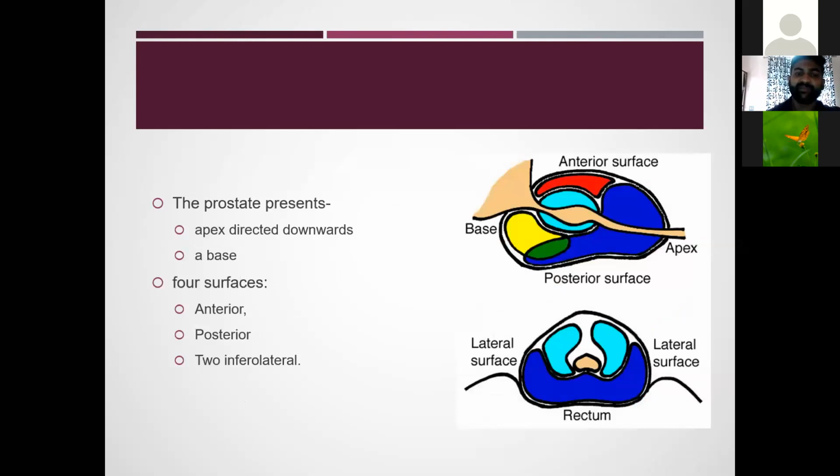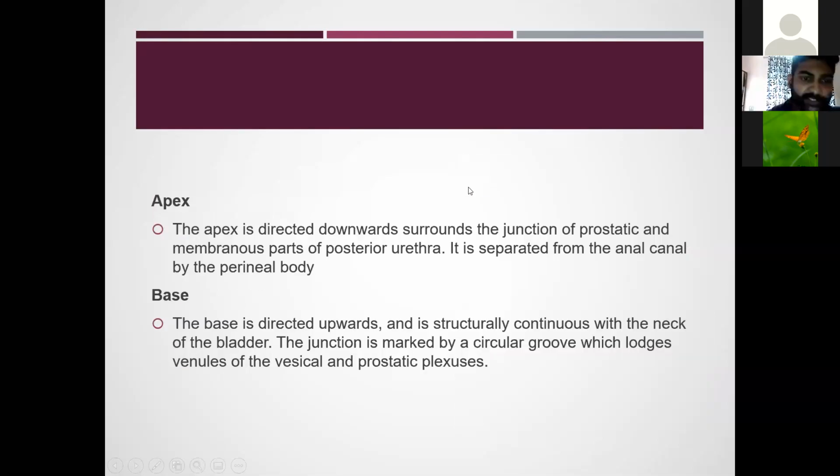Prostate presents an apex, which is directed downwards, and a base, which is near the neck of the urinary bladder. Then it has four surfaces: one anterior surface, one posterior surface, and two lateral surfaces, also known as the inferolateral surfaces. And one base and one apex.